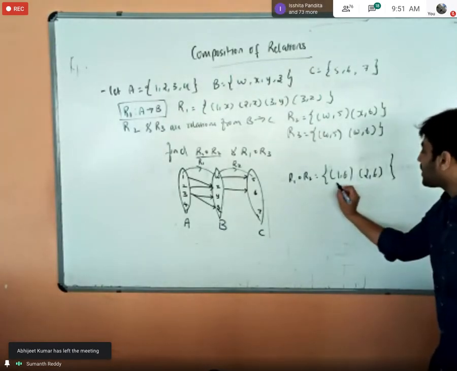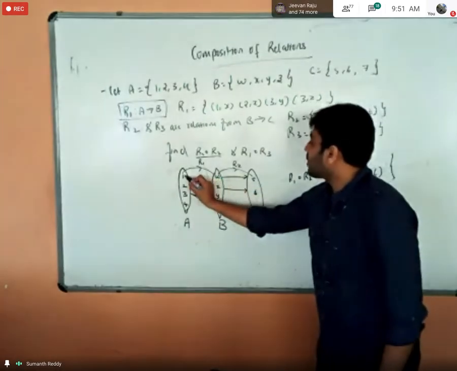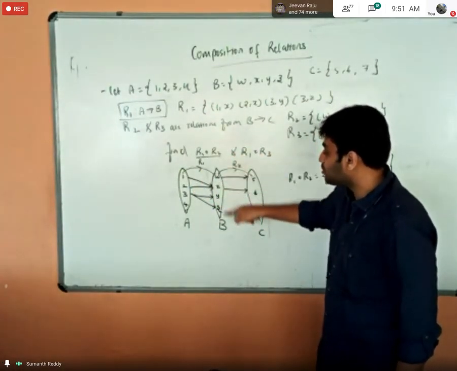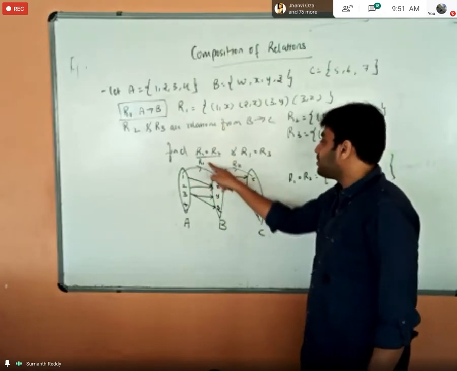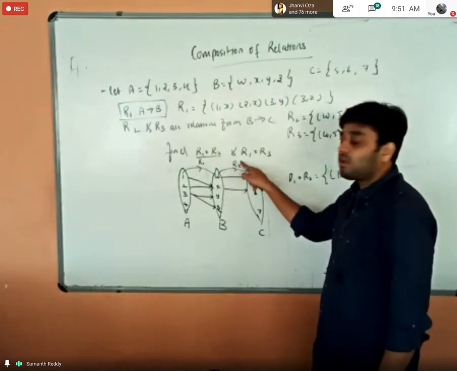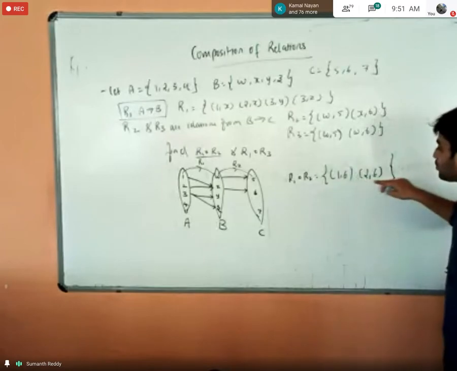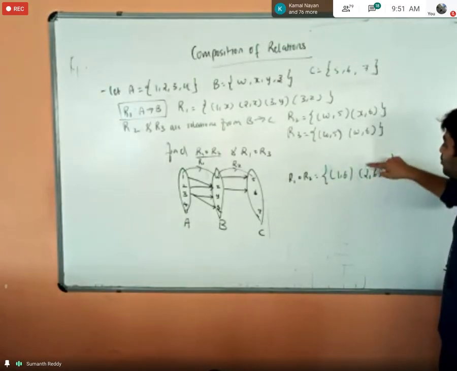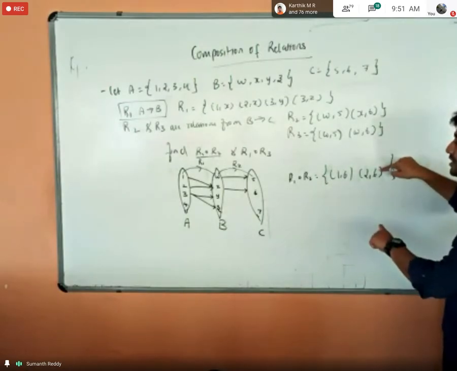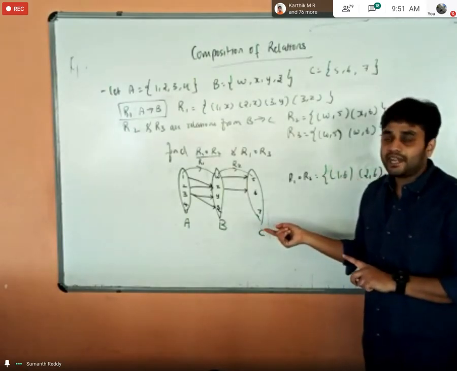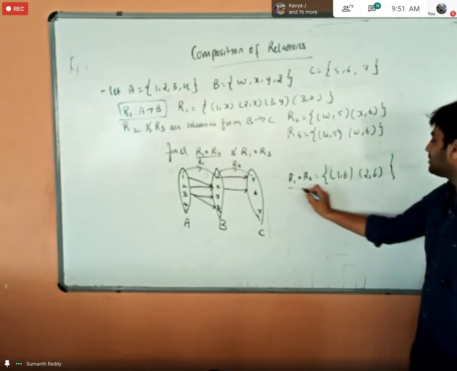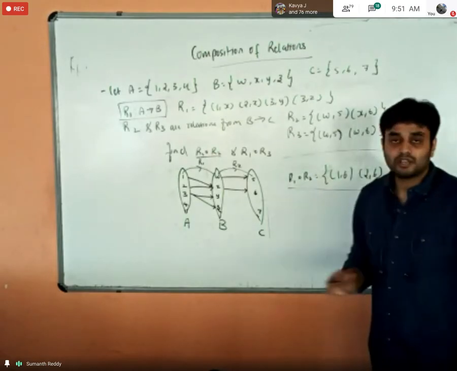See, this 1 comma 6 I have included because I can have one more element, that is X, that belongs to the set B, such that 1 comma X belongs to R1 and X comma 6 belongs to R2. And why have I included 2 comma 6? Because there exists one more element X such that 2 comma X belongs to R1 and X comma 6 belongs to R2, right? So based on this, R1 composition of R2 will contain these elements. You got an idea, right?